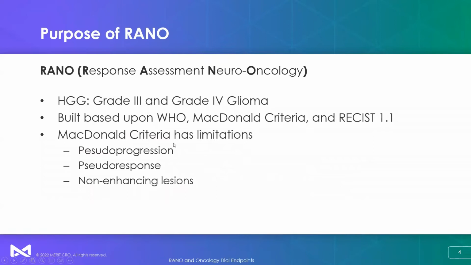Especially the McDonald criteria had some limitations: they have not addressed any of the pseudo-progression possibilities or pseudo-response issues and how to handle those situations. Also, the McDonald criteria does not really specify how to measure or assess the non-enhancing lesions. So the RANO group has come up with a more advanced or better guidance in how to assess the high-grade glioma.